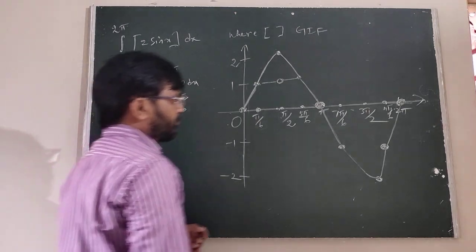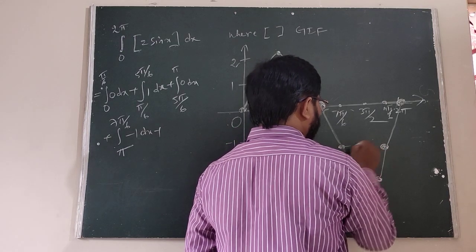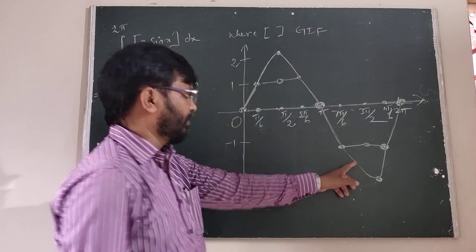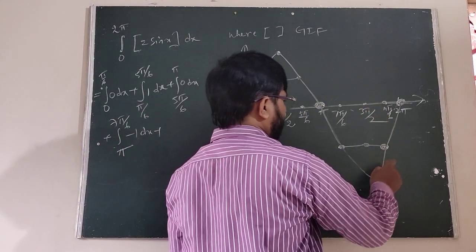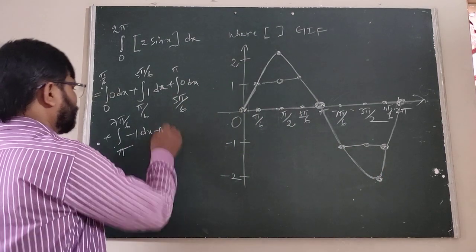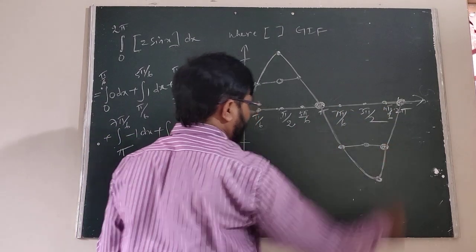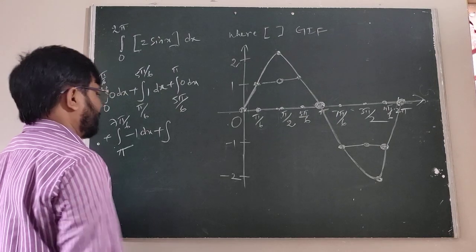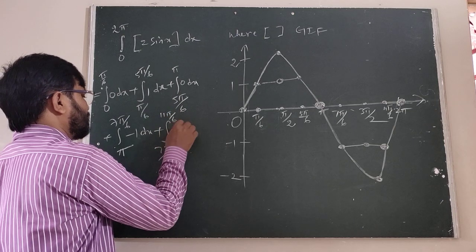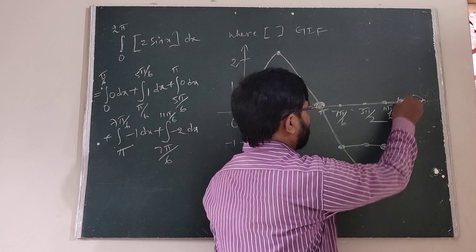After that 7 pi by 6 to 11 pi by 6, this region. All of you listen here. This complete region, undoubtedly we have to take minus 1.5. This is also minus 1.5. Therefore, in this whole region, undoubtedly we got minus 2. How to write this: 7 pi by 6 to 11 pi by 6 is minus 2 dx. The last one is 11 pi by 6 to 2 pi.